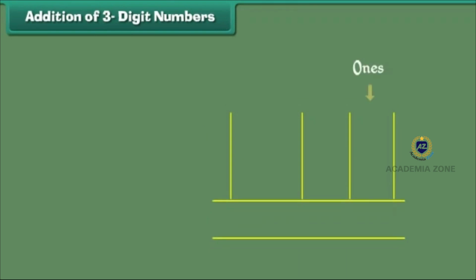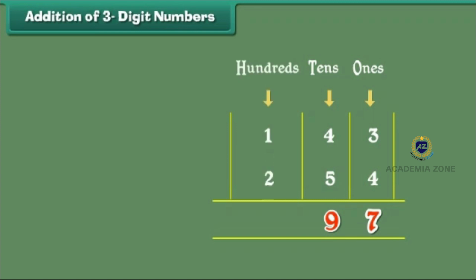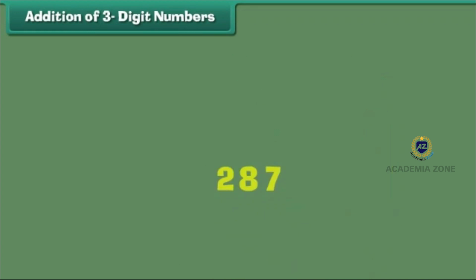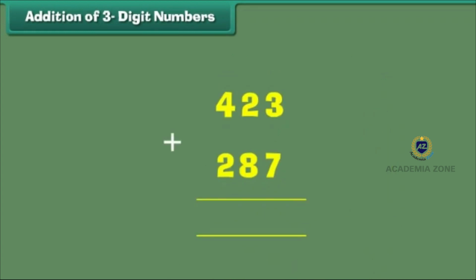The digits at the ones place are 3 and 4. 3 plus 4 is equal to 7. The digits at the tens place are 4 and 5. 4 plus 5 is equal to 9. The digits at the hundreds place are 1 and 2. 1 plus 2 is equal to 3. Therefore, 143 plus 254 is equal to 397. Let us now learn to add two 3-digit numbers with carrying.